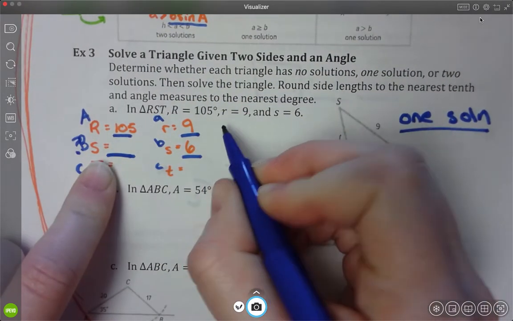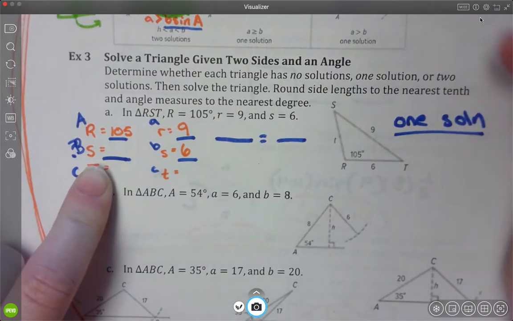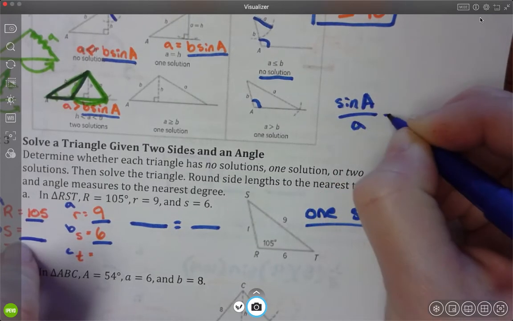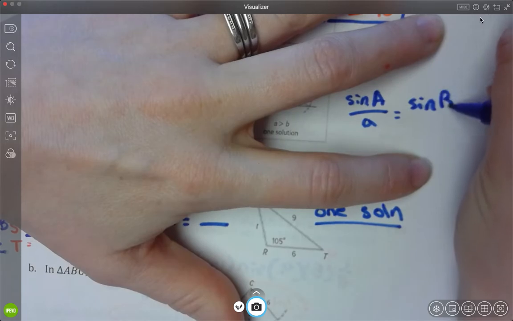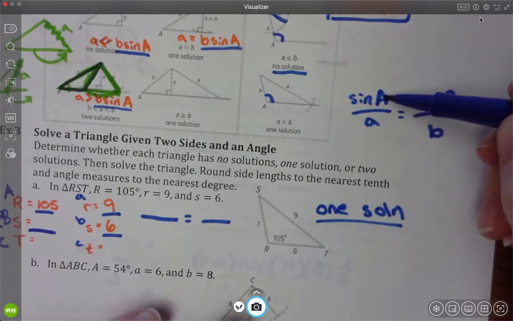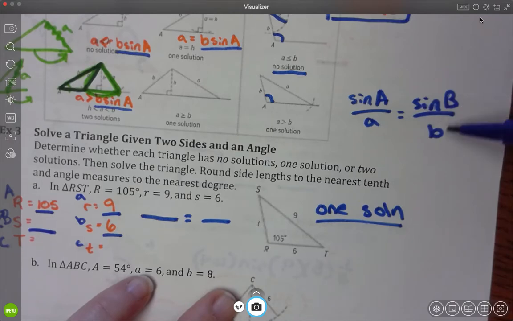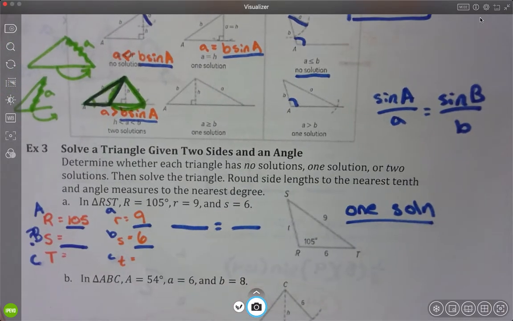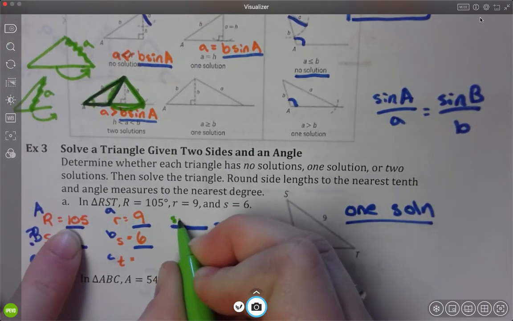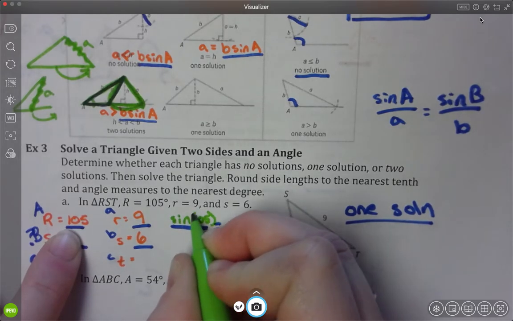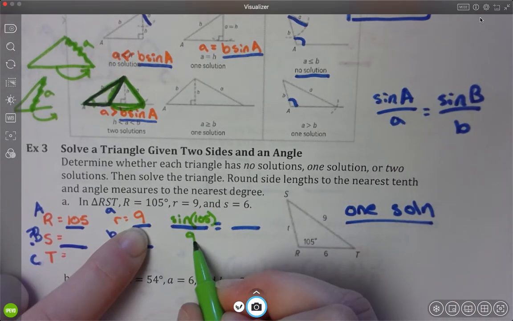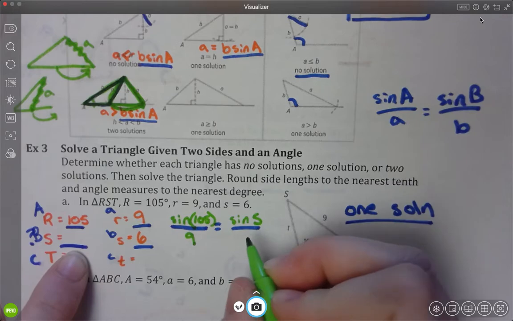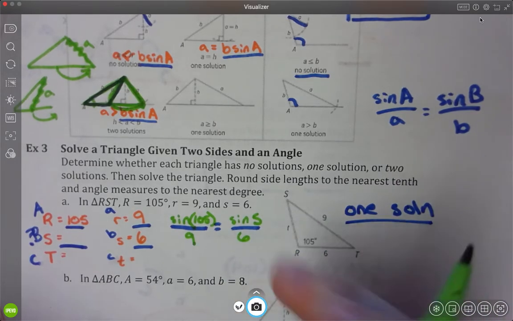So what I can do is set up my law of sines. The formula, if you need it written over here, is sine A over A equals sine B over B. It really doesn't matter what these variables are called. Basically, you're just putting the pieces that go together here, and the pieces that go together here. Maybe this is B and C or something else. When I fill this in, I'm going to do sine of 105, and he goes with 9, so I'm going to put 9 in the bottom. Then this one's kind of weird: I'm going to do sine of S, because we don't know what S is, over 6. So this is going to look a little bit different.